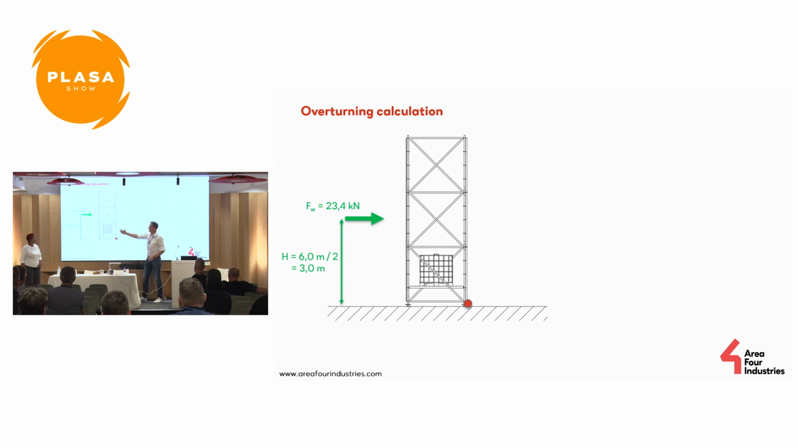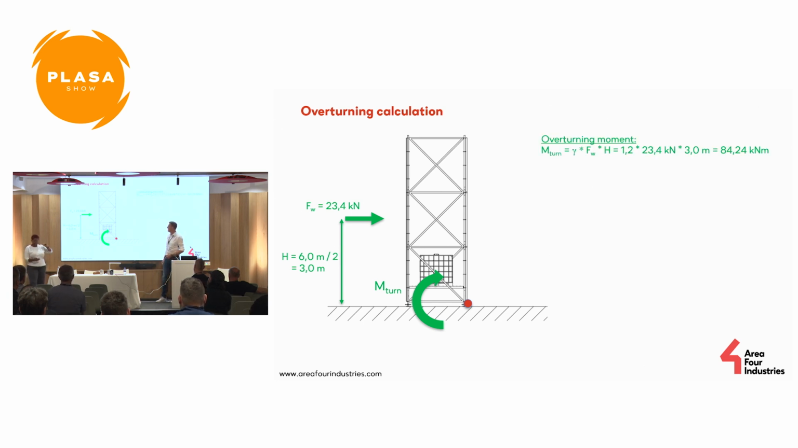So everything wants to overturn about the rear leg. That means this force multiplied with a lever arm is an overturning moment. And we have to generate enough counterweight to avoid this overturning by adding ballast. And the overturning moment is 23.4 kilonewton multiplied with 3 meters height, multiplied with a safety factor plus 20%. So this is our safety, 20%.